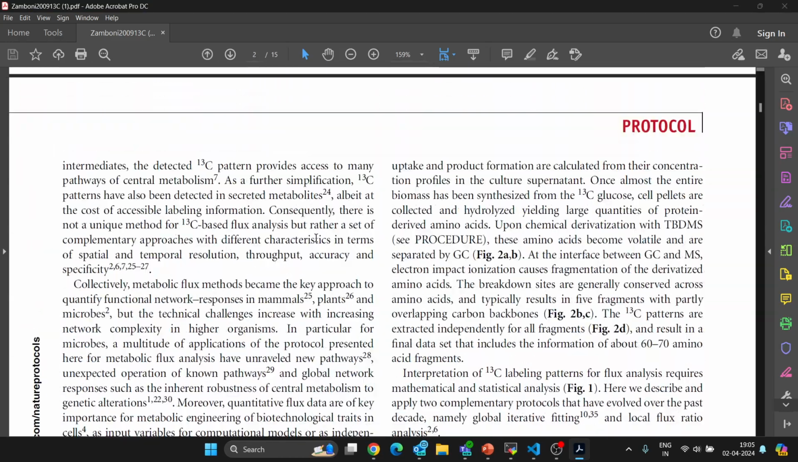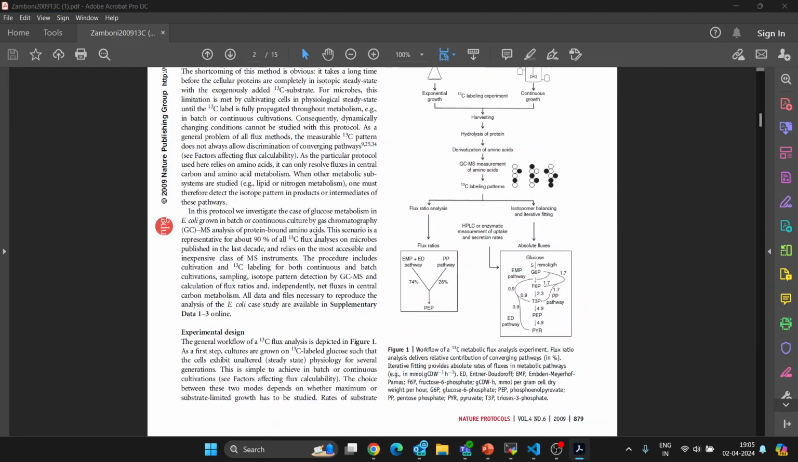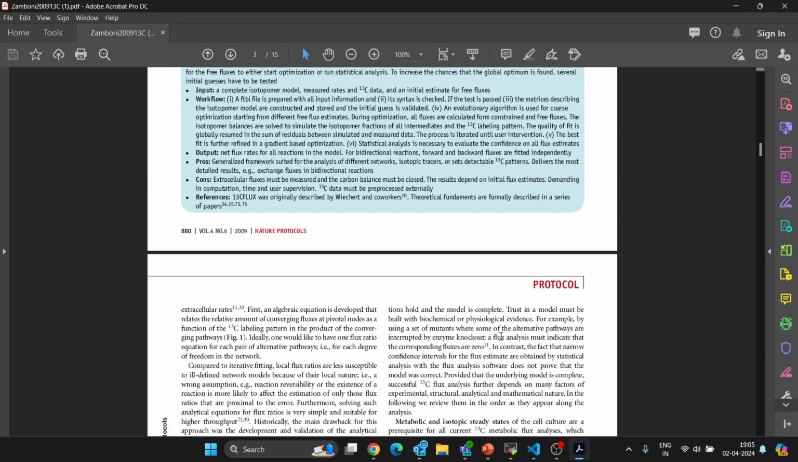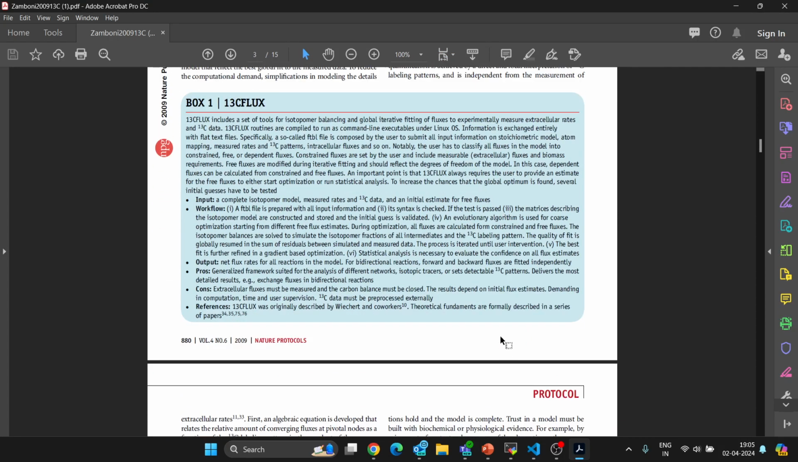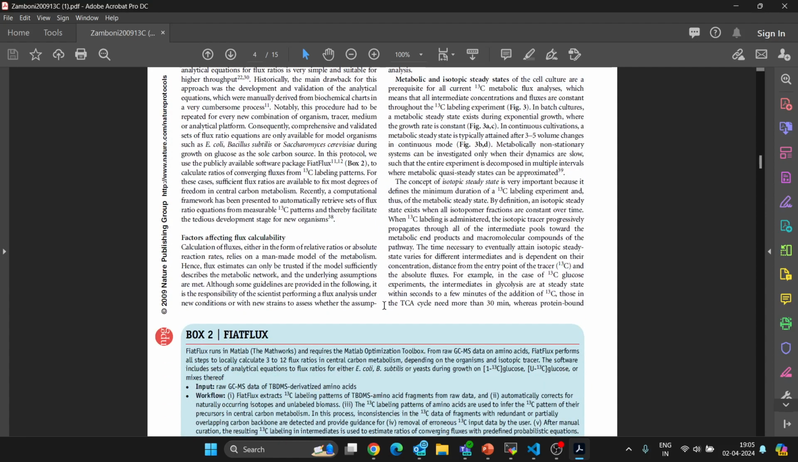Yeah. So this is the whole protocol that they have followed. This figure is from here, so you can take a look at this paper. This is the 13C flux that I was talking about. It's a set of tools for isotope balancing and global iterative fitting. You can take a look at this.